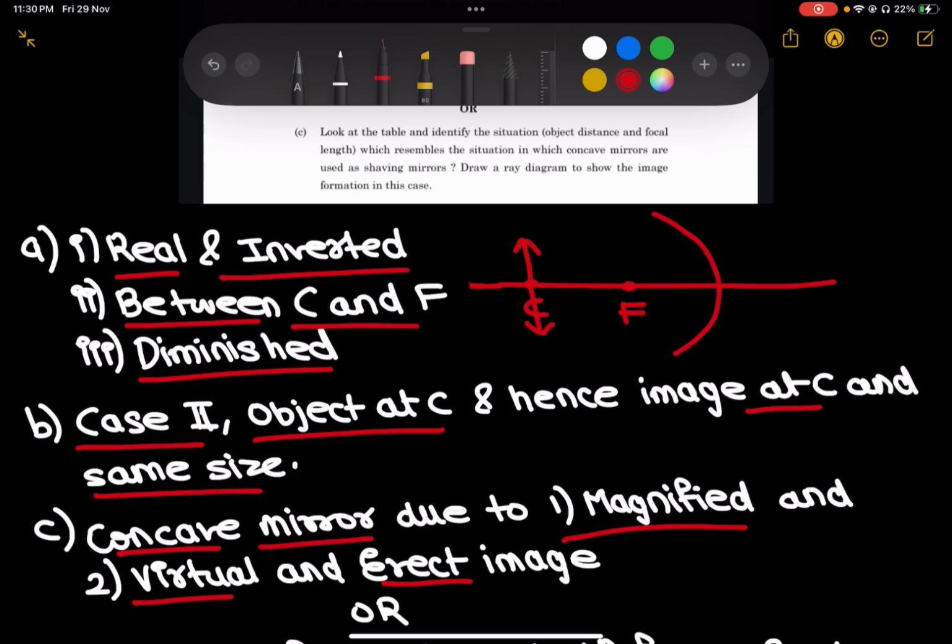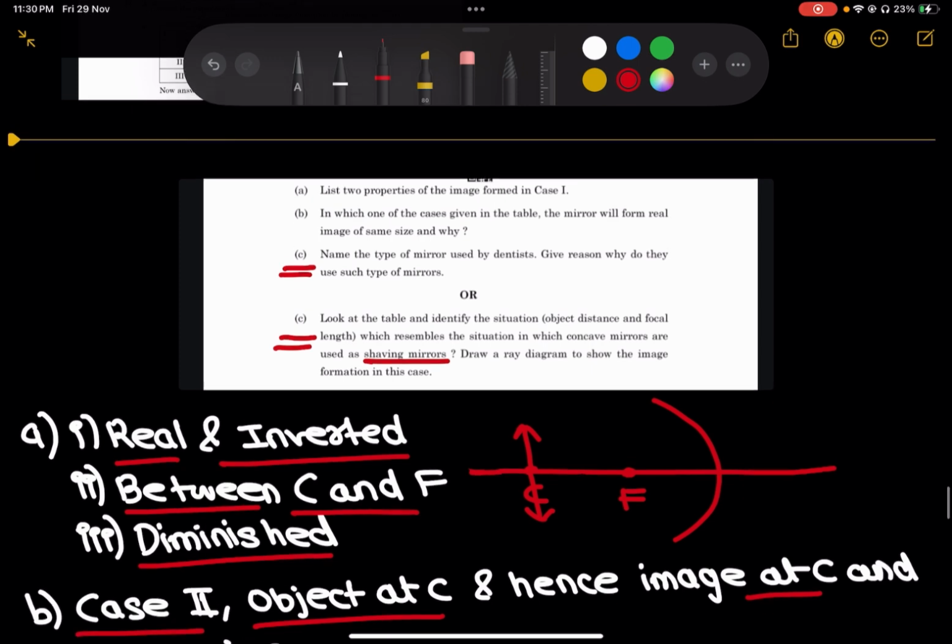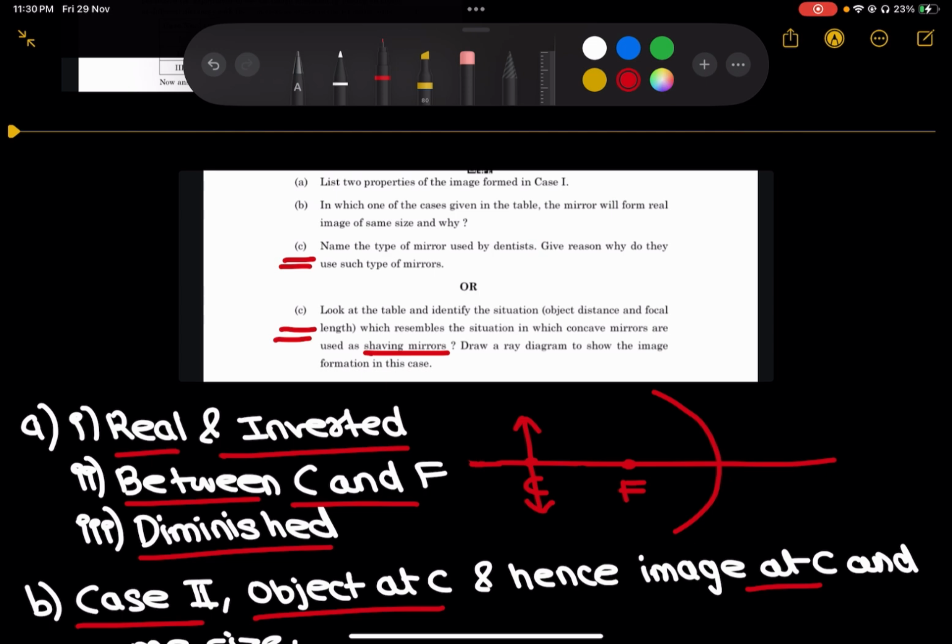Right? Okay. Now the OR question for C. Look at the table and identify the situation, object distance, and focal length which resembles the situation in which concave mirrors are used as shaving mirrors. So again, the same thing. Dentists use concave mirrors. Shaving mirrors are also concave mirrors, for the same reason, because they form virtual and magnified images, right? So we have to see in which of the situations the mirror is used as a shaving mirror.